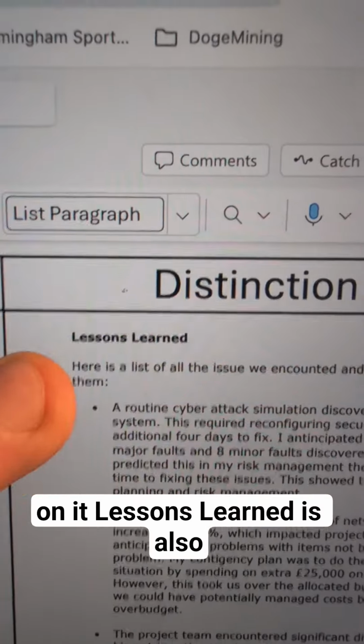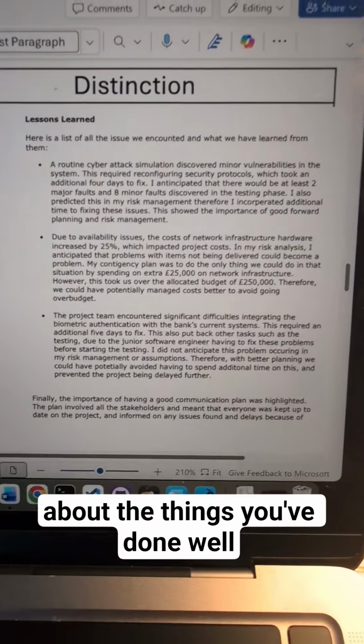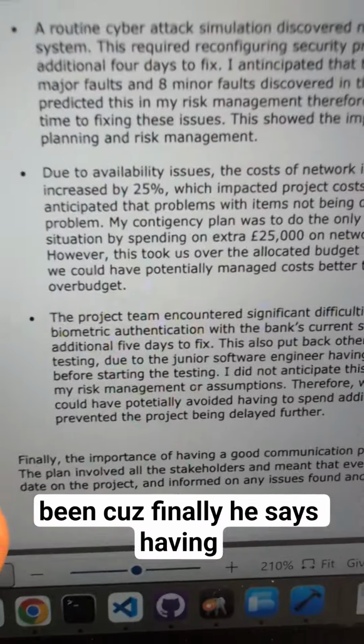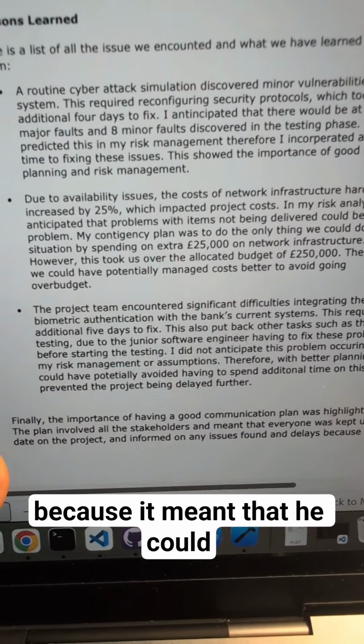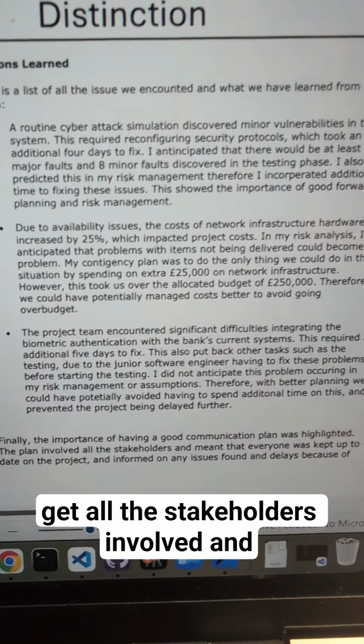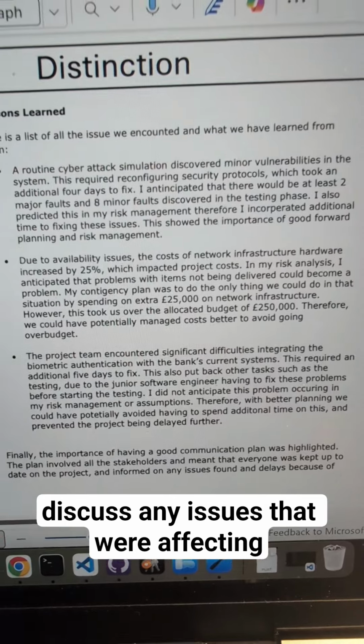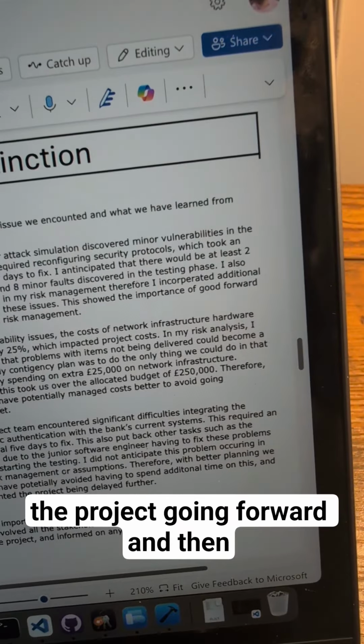Lessons learned is also about the things you've done well. So go on about yourself. Say what a great project manager you've been. Because finally he says having a good communication plan was key because it meant that he could get all the stakeholders involved and discuss any issues that were affecting the project going forward.